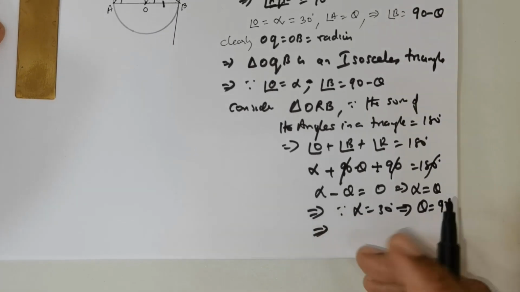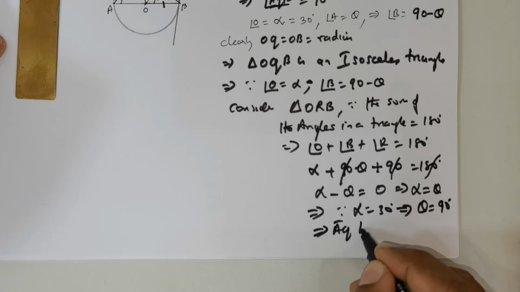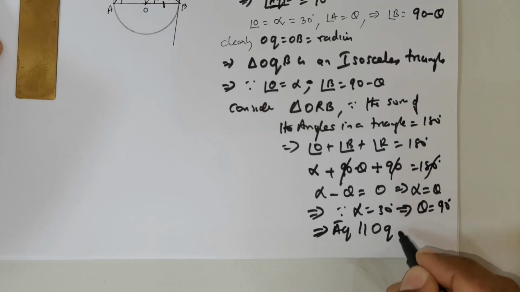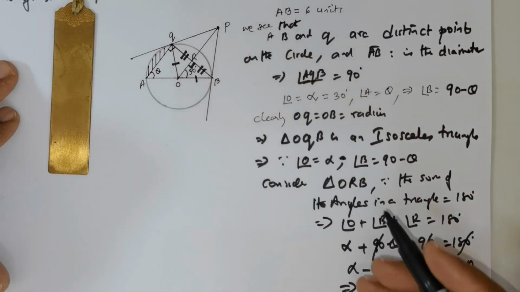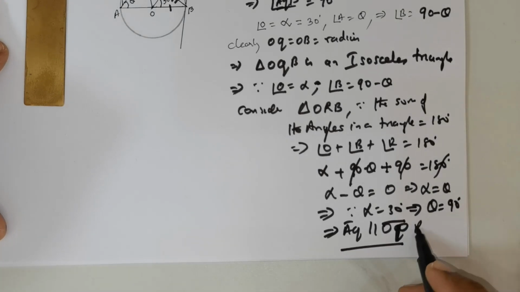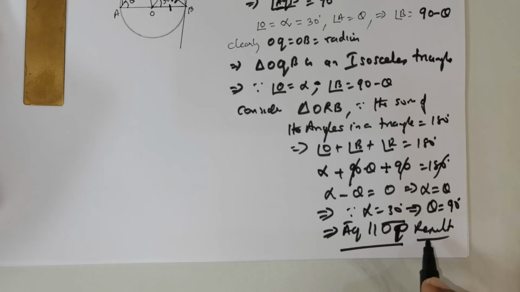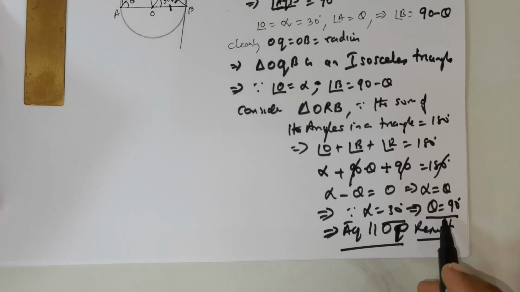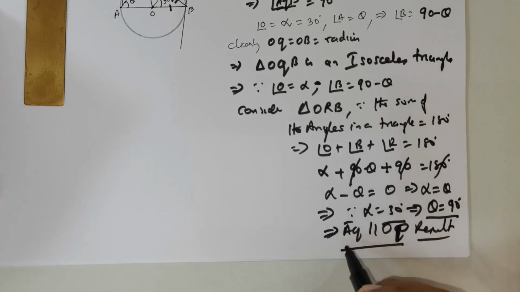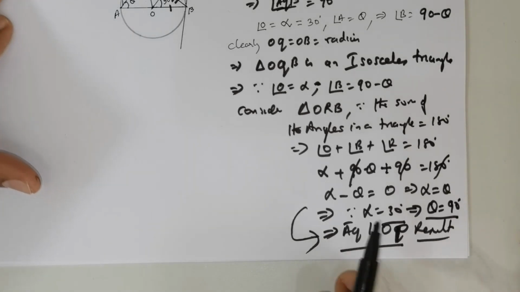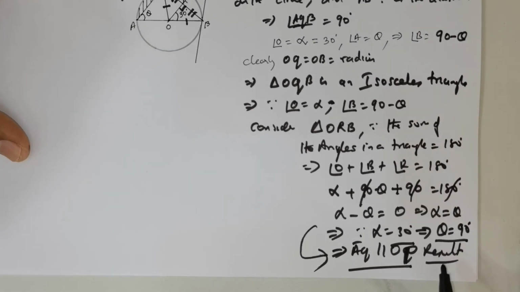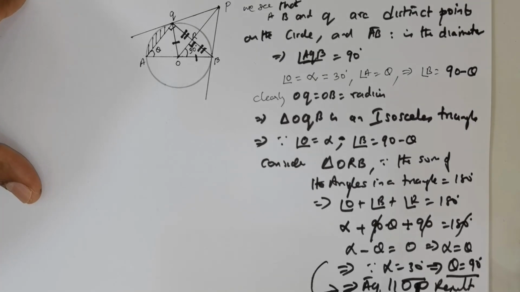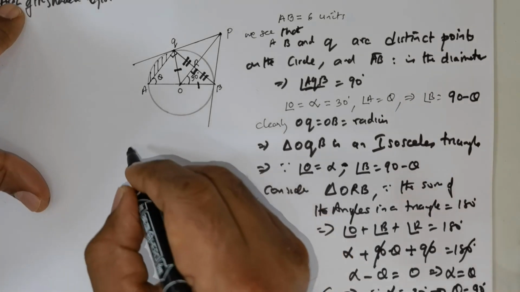So this in turn would mean AQ is parallel to OP. AQ, this thing is parallel to OP. Now this is a very important result. We are not using this result now, but we are using the value that we have got as we had progressed to get this result. Okay, so we are using one of the outcomes that we had obtained when we embarked on this process. So that is a very important observation. Now we have got that.